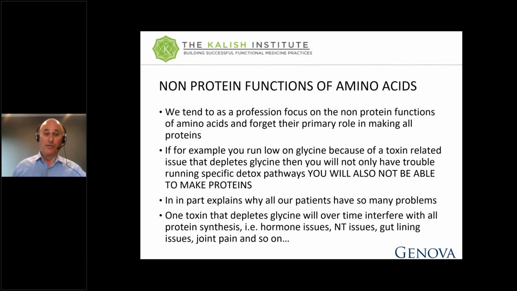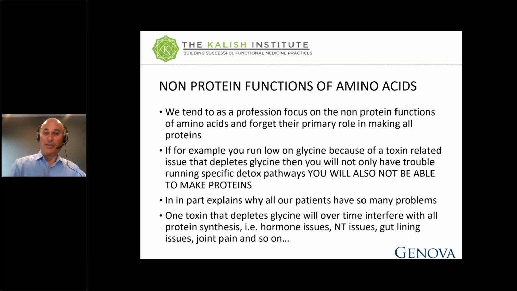Now we're going to think a little bit about non-protein functions of amino acids. And a couple of examples here. If the person's full of toxins, maybe they have a bunch of mercury in their mouth, or they drink a ton of coffee and drink a ton of alcohol, then they could deplete an amino acid like glycine. That's going to then not only impact their detox capacity, but it's going to impact their ability to make proteins.